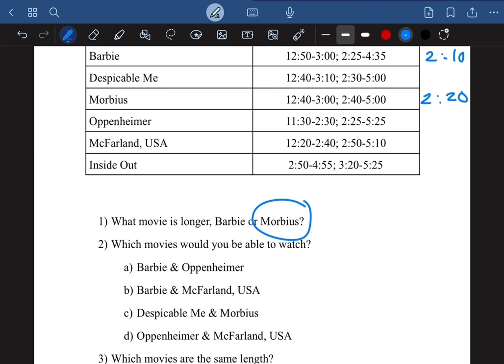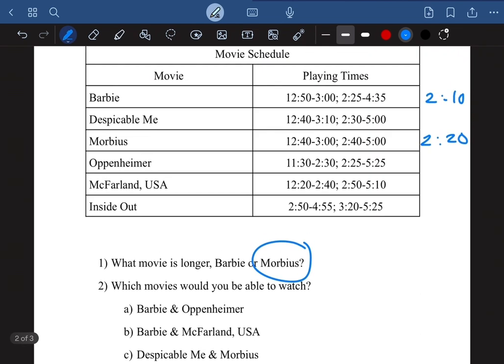So for A, we have Barbie and Oppenheimer. Barbie starts at 12:50 to 3, and Oppenheimer starts at 2:25 to 5:25. So we can't watch those two together because they overlap. So let's cross out the first option. B, Barbie and McFarland. So again, Barbie starts at 12:50 to 3. McFarland starts at 12:20 to 2:40. So we can't watch those together because they overlap.